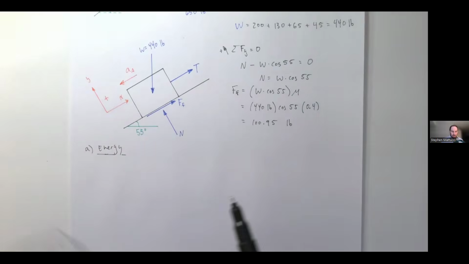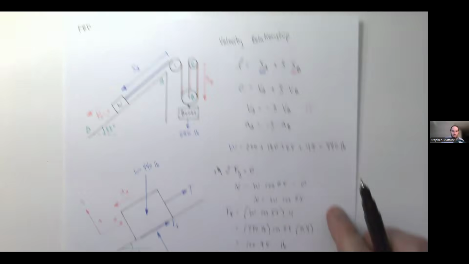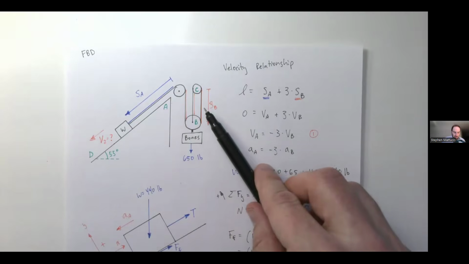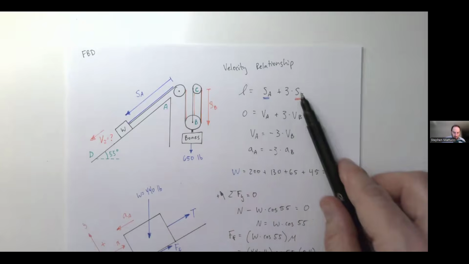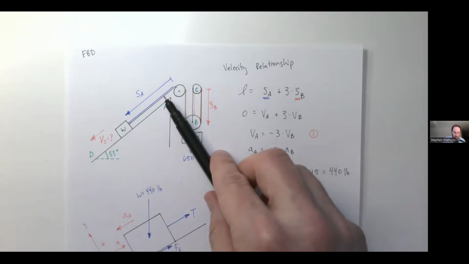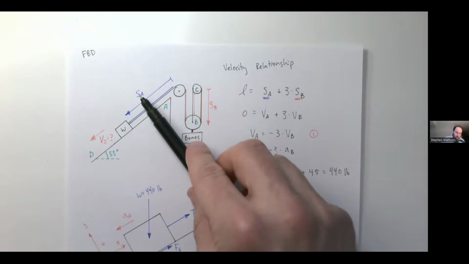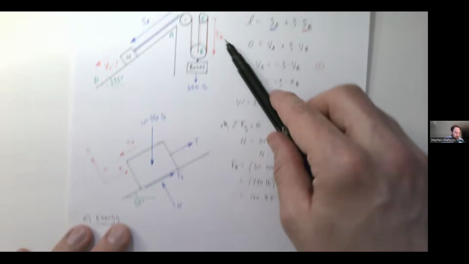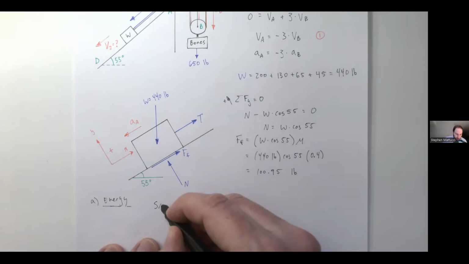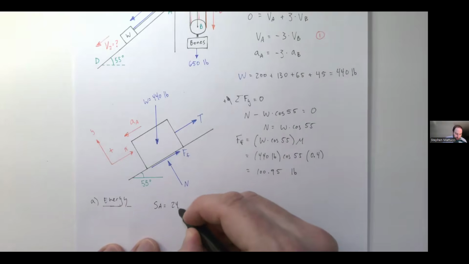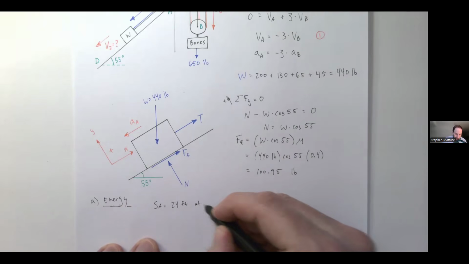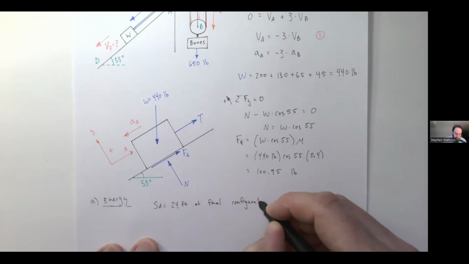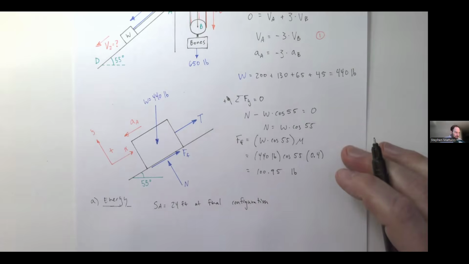So then the other thing we can recognize too is when this is at the bottom configuration, if each of these pulleys here is 8, our position here, we've got 8, 8, and 8, and 0. When this is all the way down, and all of these are up, then SB is equal to 0. SA is going to be 3 times 8. So SA is going to be equal to 24 feet at the final configuration.